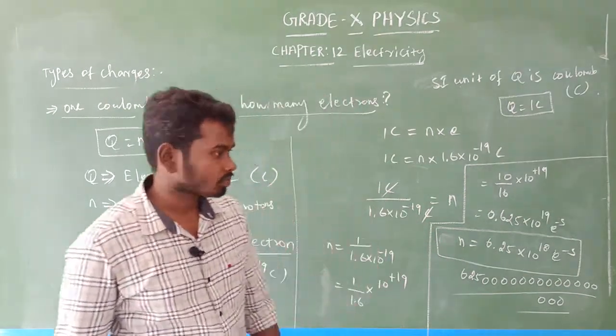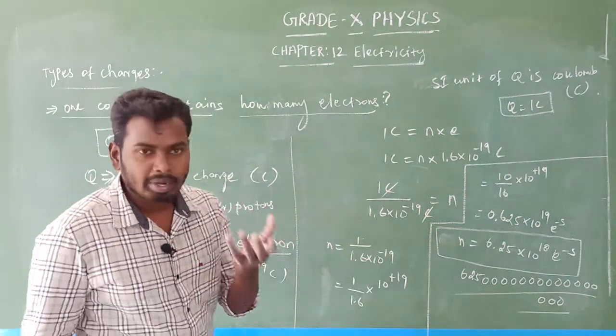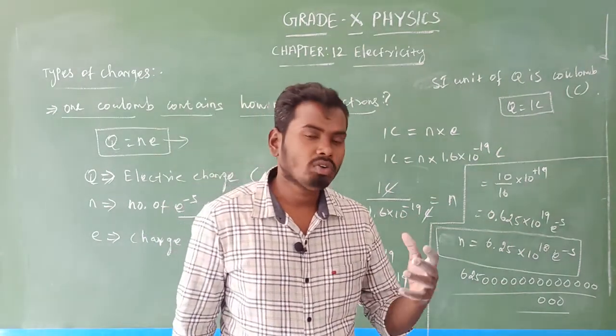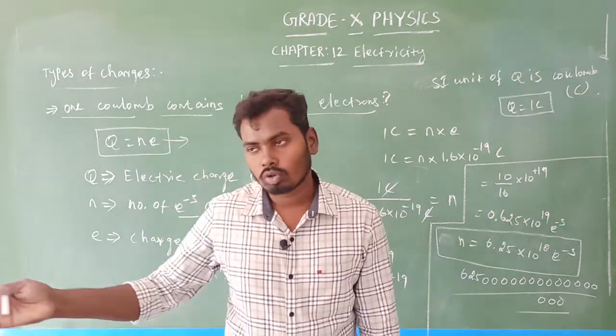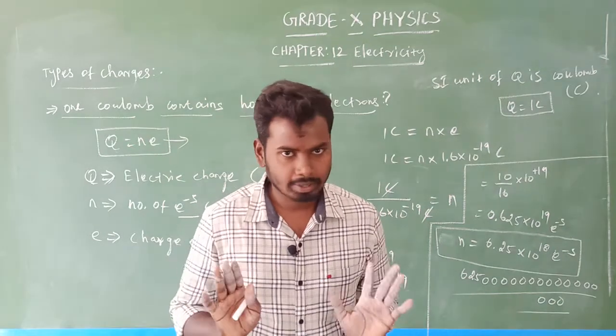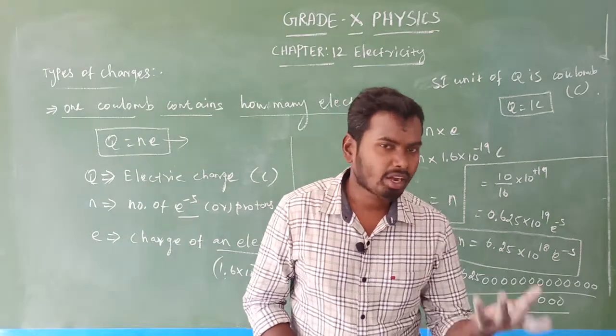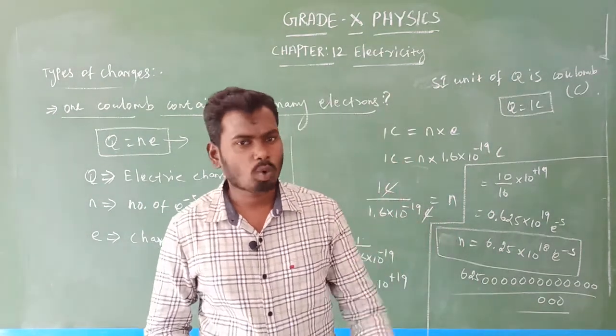Next, the material which allows the current to pass through it is called a conductor. Why does a conductor conduct the current? Because it has lots of free electrons, whereas an insulator doesn't have free electrons. Isn't it? Yes. Next, the types of charges. There are two types of charges: first, positive charge, and second, negative charge.